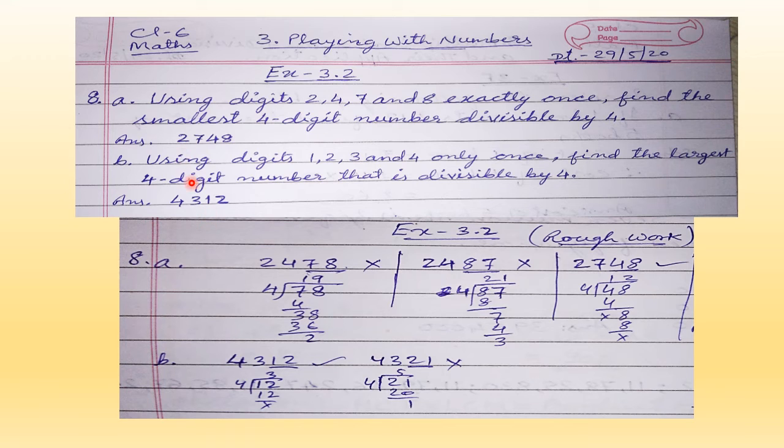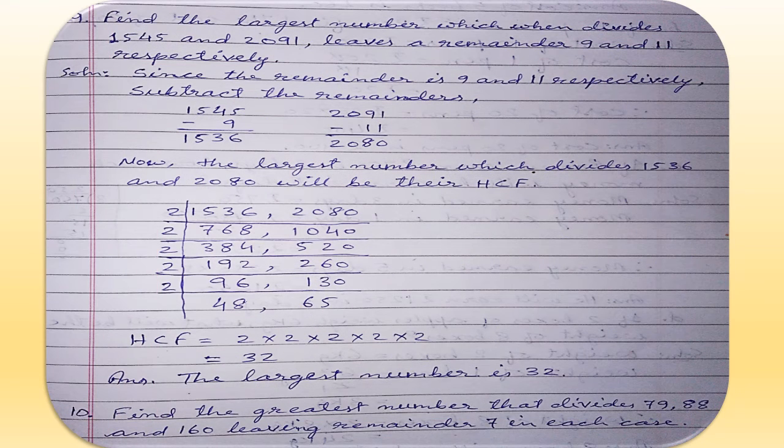Now, we will see question number 9. Our question number 9 says: find the largest number which when divides 1545 and 2091 leaves a remainder 9 and 11 respectively. Since the remainders are 9 and 11 respectively, subtract the remainders: from 1545, subtract 9, and from 2091, subtract 11. We get 1536 and 2080. So the largest number which will divide these will be the HCF of 1536 and 2080. So we will find their HCF.